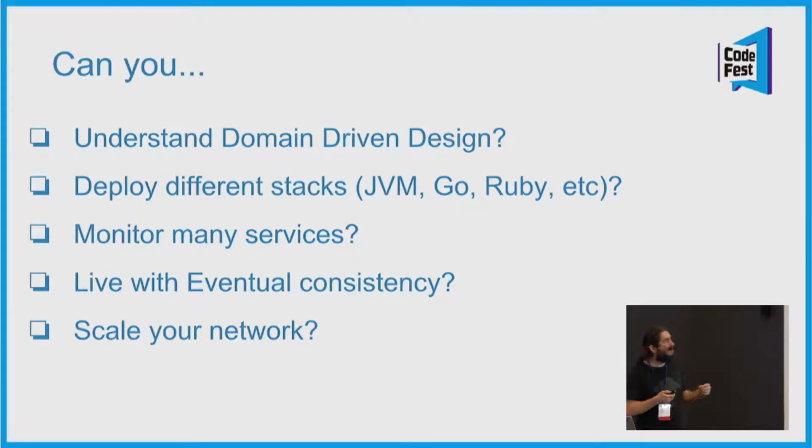You need to be able to deploy different stacks. You can write microservices using the JVM, using Go, Ruby, whatever, but you need to deploy them. You need to monitor all these services, and then you need to understand the problem of asynchronous versus synchronous communication, the problem of eventual consistency, and then you also need to be able to scale your network. Things like load balancing assume a different flavor with microservices. You may want to do different things and so on.